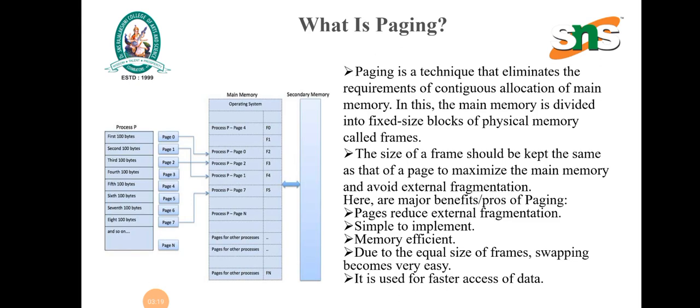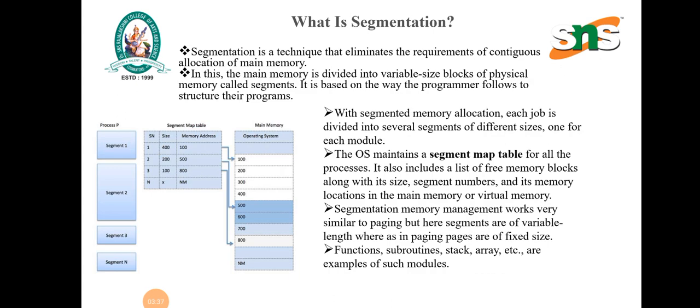block. And what is paging? Paging is a technique that eliminates the requirement of contiguous allocation of main memory, using fixed-size blocks of physical memory called frames. Here are the major benefits of paging: it reduces external fragmentation, is simple to implement, and is memory efficient due to equal-sized pages.